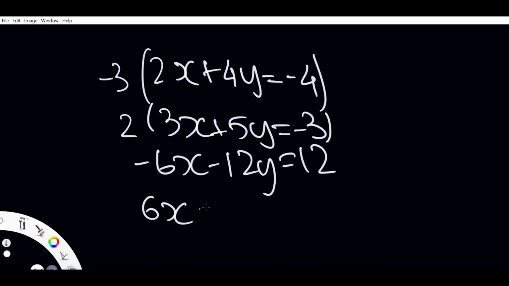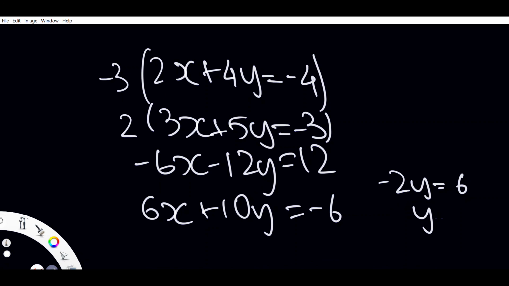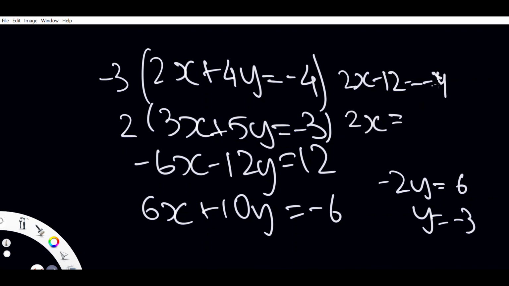So negative 3 times 2x, negative 6x minus 12y is equal to 12. And 6x plus 10y is equal to negative 6. And if we add, we get 0, negative 2y is equal to 6, and we get y is equal to negative 3. So now if we substitute it in for one of them, let's substitute it in for this one. We get 2x minus 12 is equal to negative 4, and we get 2x is equal to negative 4 plus 12, which is negative 8, and x is equal to negative 4. So we have a set of values, negative 4, negative 3.